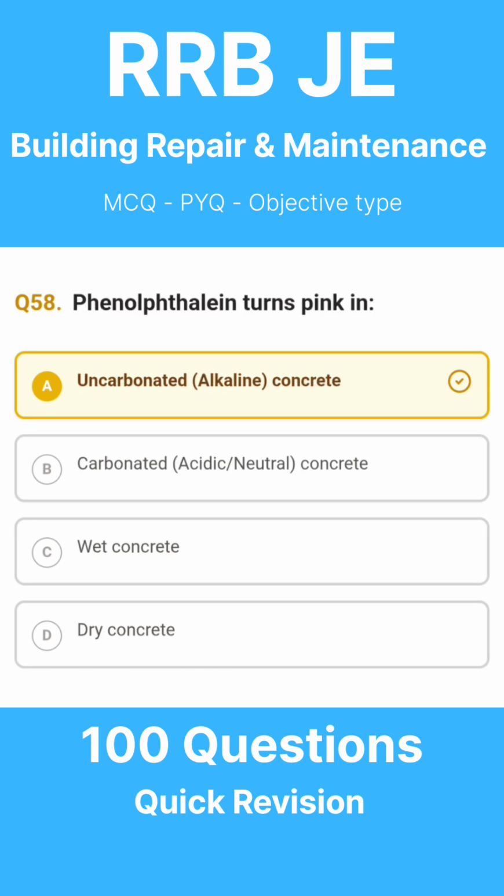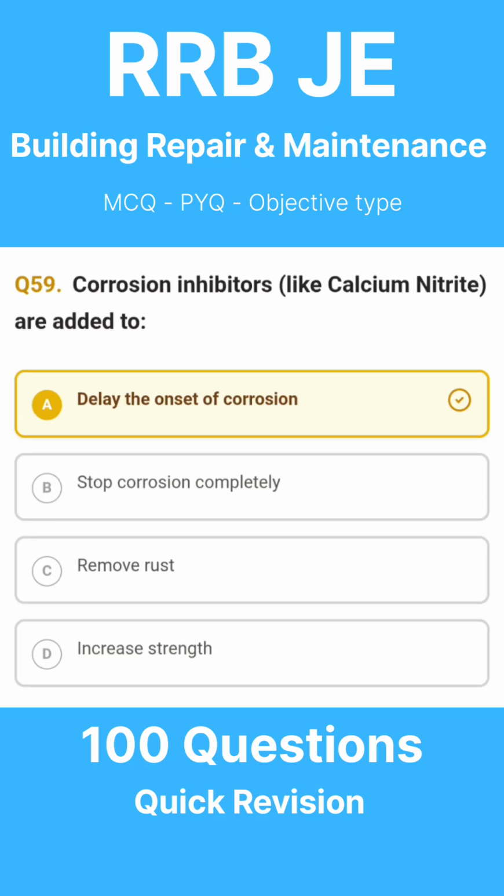Question 58. Phenolphthalein turns pink in. The correct answer is uncarbonated alkaline concrete. Question 59. Corrosion inhibitors like calcium nitrite are added to. The correct answer is delay the onset of corrosion.